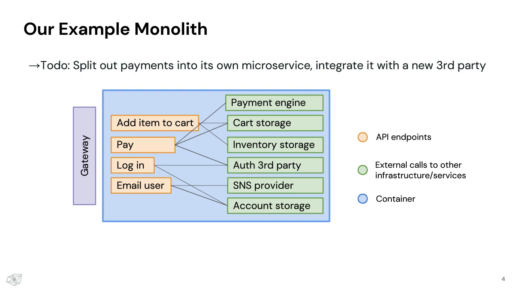Okay, so this is our example monolith, and what we're trying to do is split out payments into its own microservice and integrate with a new third party. We could want to do this for various reasons. Let's say the payment system is really old and doesn't meet our security standards, or it doesn't scale well for us, for example.